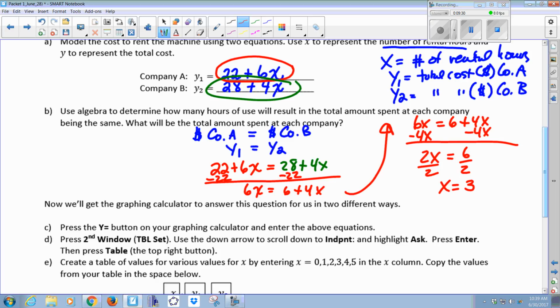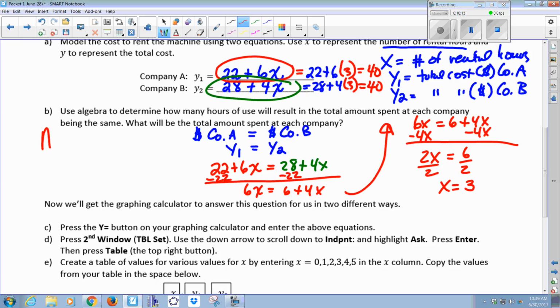So this says that after 3 hours of use, the total cost that I would be paying company A is equal to the total cost I'd be paying company B. So let's see, what does the question ask us? What will the total amount spent at each company be? Well, in order to do that, I have to substitute 3 into each equation. So 22 plus 6 times 3 equals 40, and 28 plus 4 times 3 equals 40.